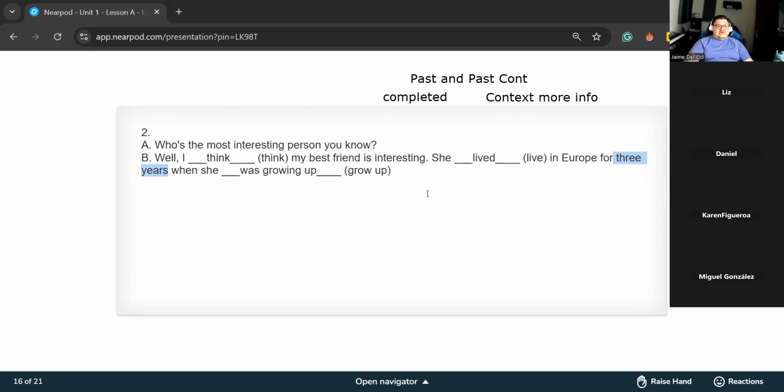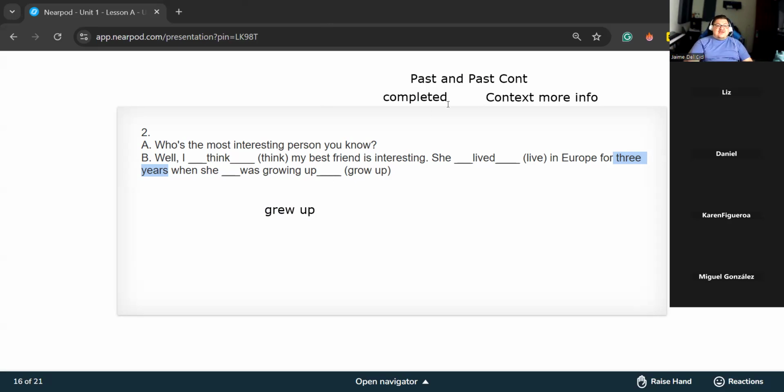Y when she grew up. La palabra grow up es crecer. Si yo uso la palabra grew up, noten que la oración suena un poco rara. Por ejemplo, ella vivió en Europa por 3 años cuando ella creció. Cuando ella creció, o sea, suena como que de repente era chiquita y creció, ¿verdad? So it doesn't give me, porque eso es el pasado, ¿verdad? El pasado es un tiempo de acciones completadas. No cuenta mucha historia, no cuenta mucho desarrollo, simplemente cuenta cosas que pasaron, ¿verdad?